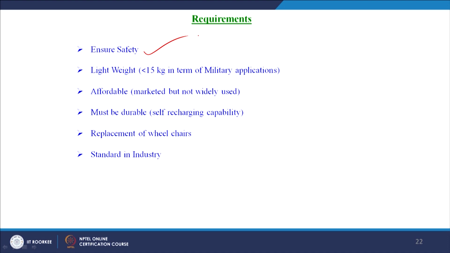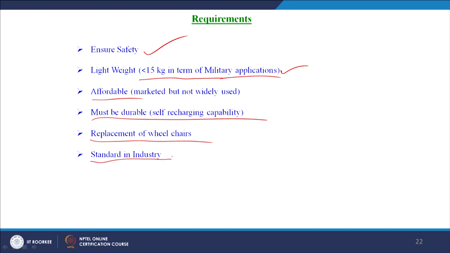Now, the requirement from this study is that the exoskeleton in the future must be developed to ensure safety as the first and foremost requirement. It must be lightweight, nearly less than 15 kilograms in terms of military applications, and it must be affordable. Yes, because most of the exoskeletons are marketed but are not widely used by the public. It must be durable with self recharging capability, as in the case of knee exoskeletons, and in future it will replace wheelchairs and be used as a standard in industrial usage.